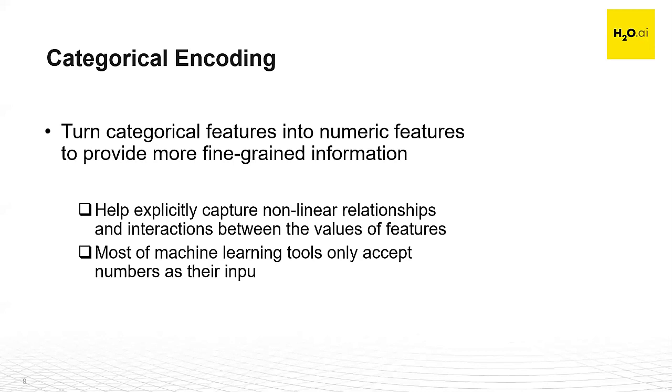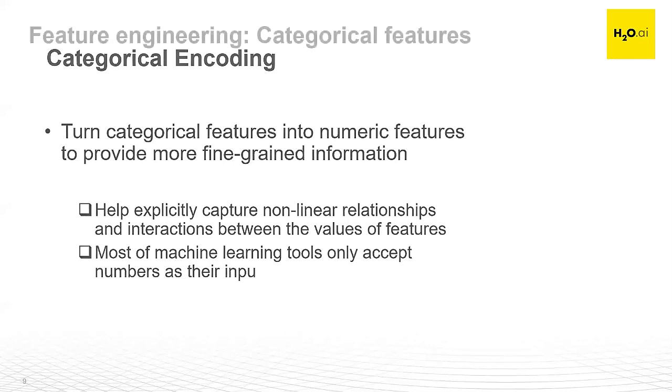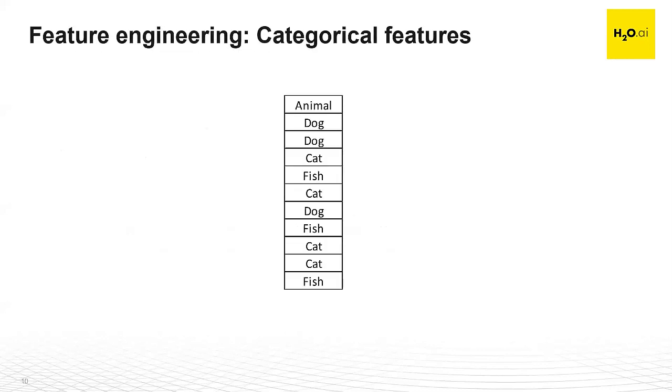There are multiple ways to convert categorical features. And again, algorithms understand numbers. They don't understand letters in most cases. So you need to find a way to transform this in order to get the most out of the algorithms. And at a high level, I will show you some of these transformations.